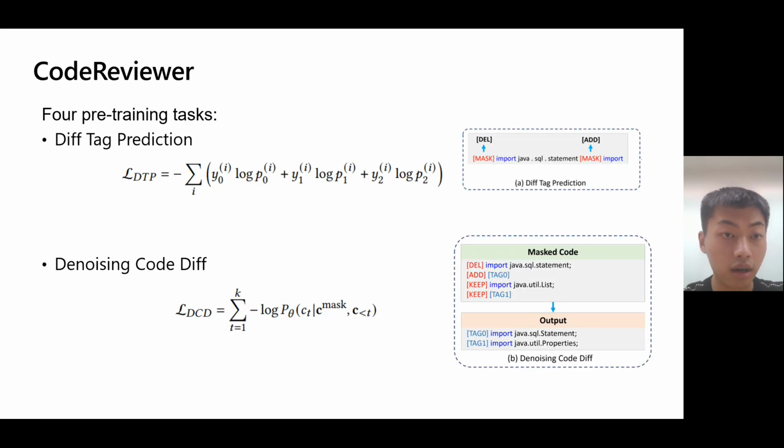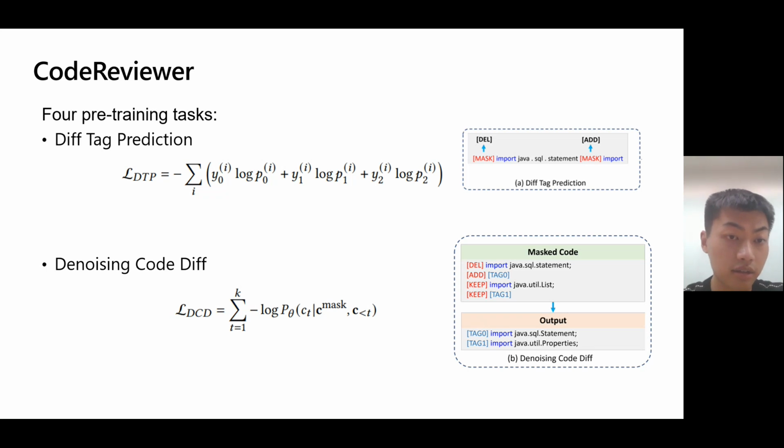The first pre-training task is the diff tag prediction. We randomly mask the plus and minus symbols and let the model predict them. This task aims to understand the code diff format.